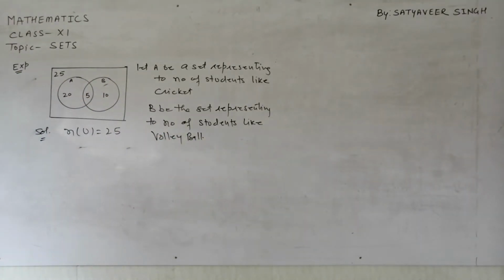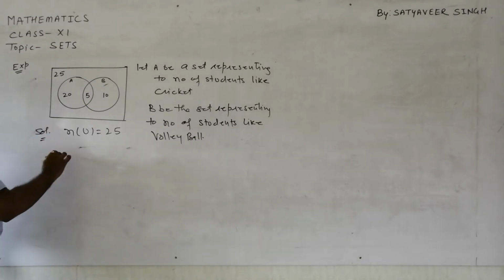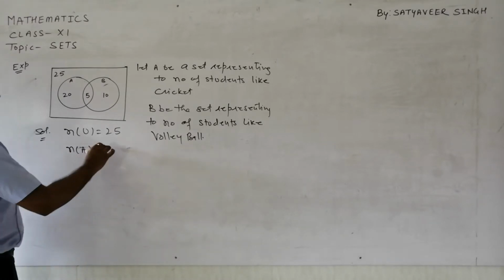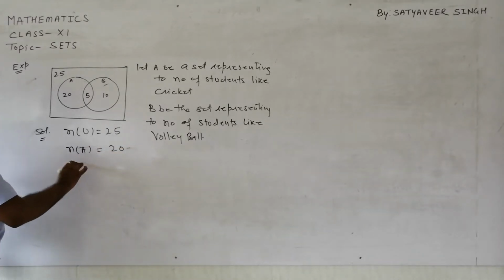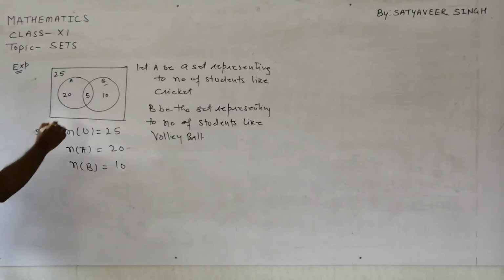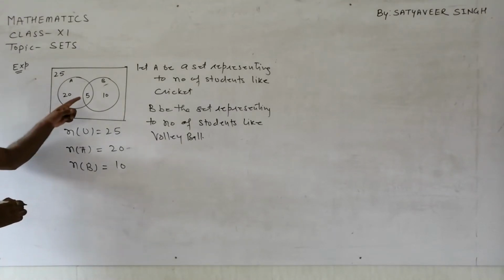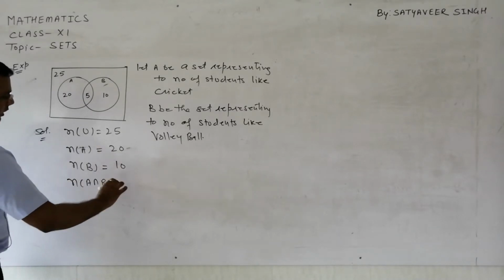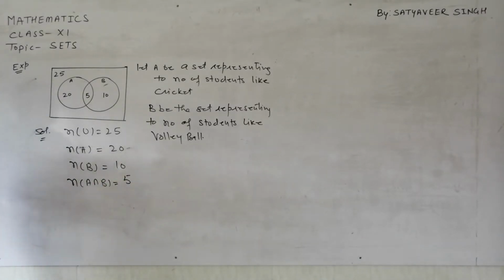So like this I have assumed there are two sets A and B and there are total 25 students in a class. Out of that, the number of elements of the set A is 20, the number of elements of set B is 10, and there are some students who like both the games. 5 students are there and A intersection B is 5. It means these 5 students like both the games. So we will have to answer some questions.